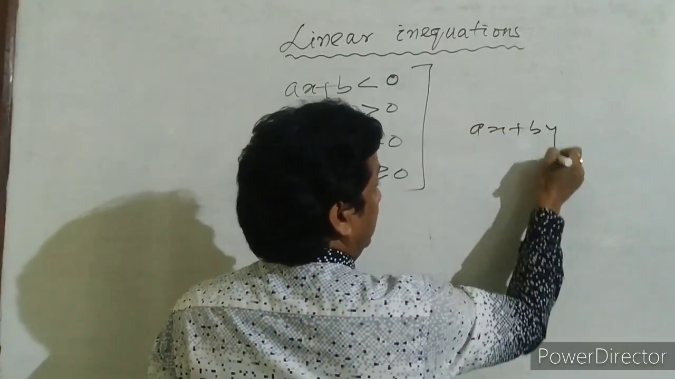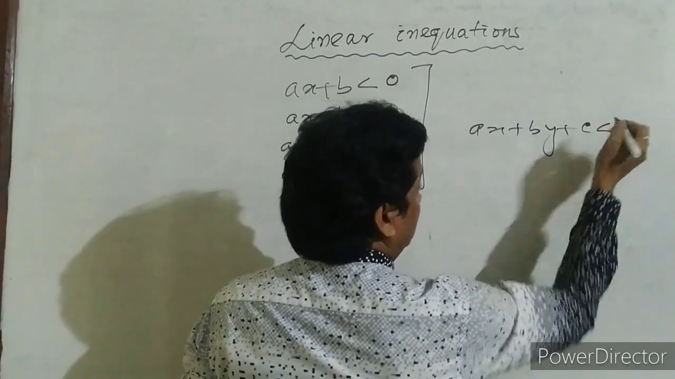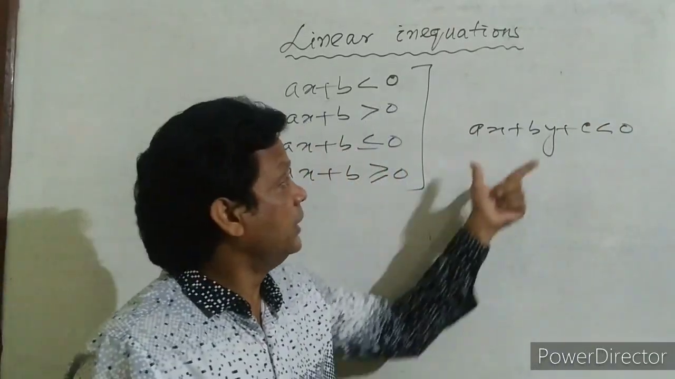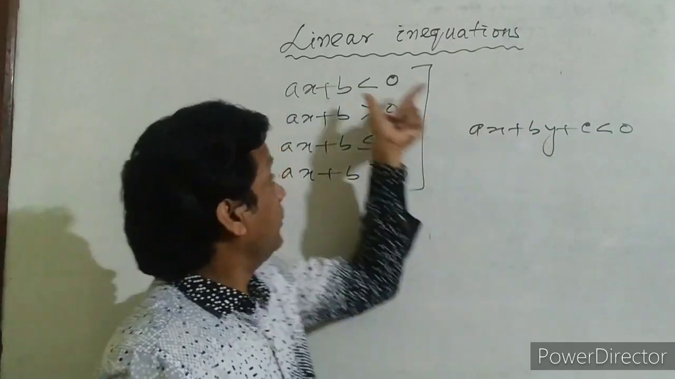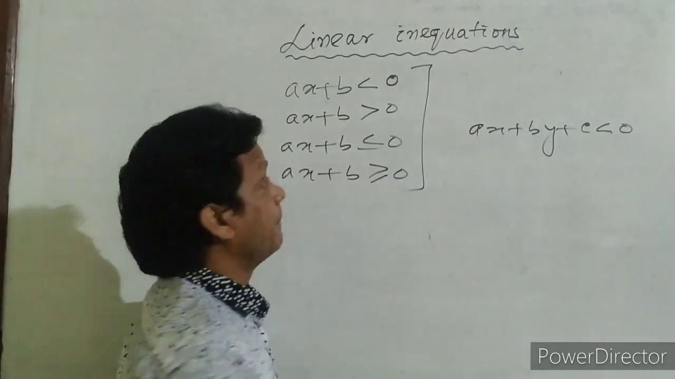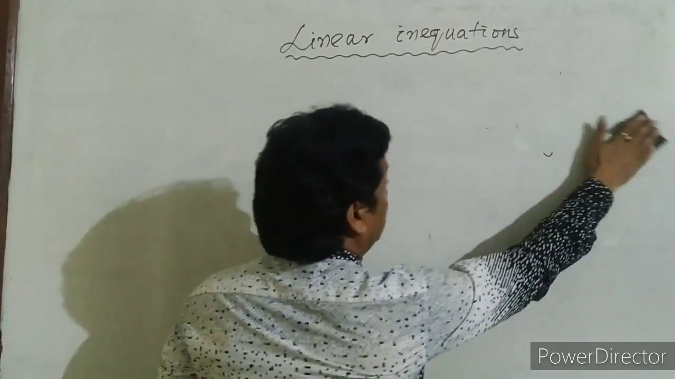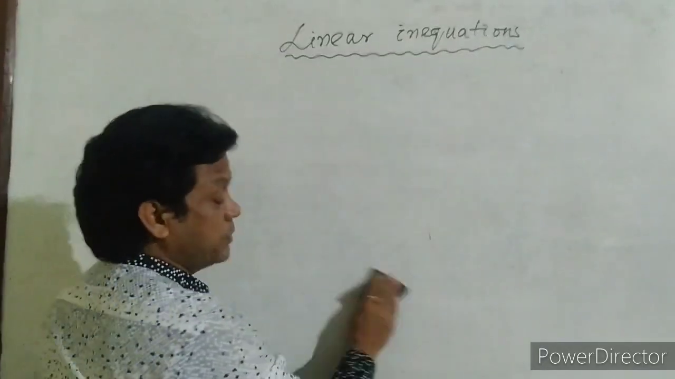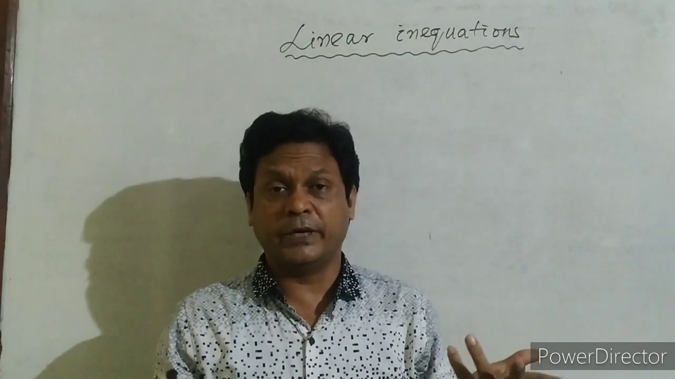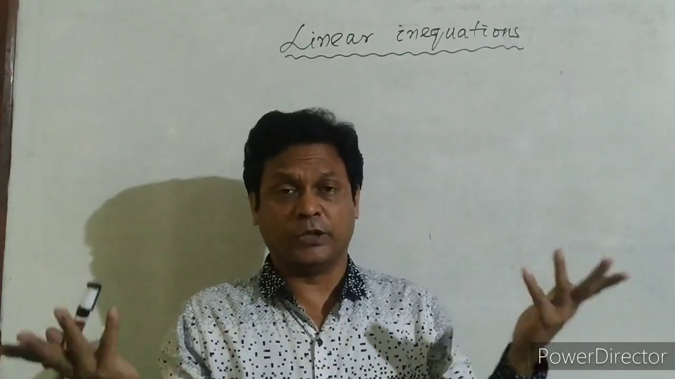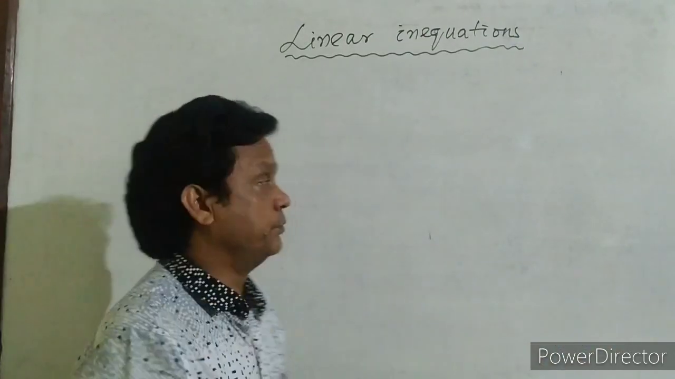Ax + by + c < 0. These are the linear inequations in two variables, and I am going to tell you in one variable. See here. You should express the answers in terms of intervals: closed interval, open interval, semi-open, semi-closed. In these forms you should write.